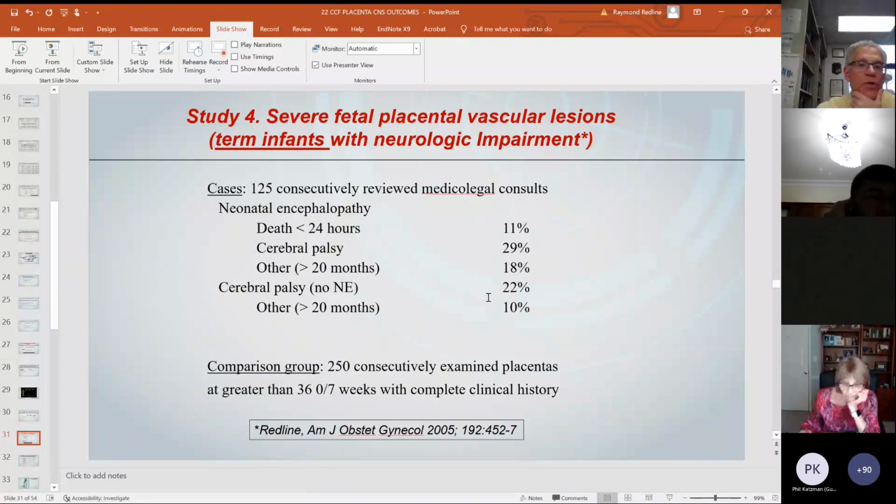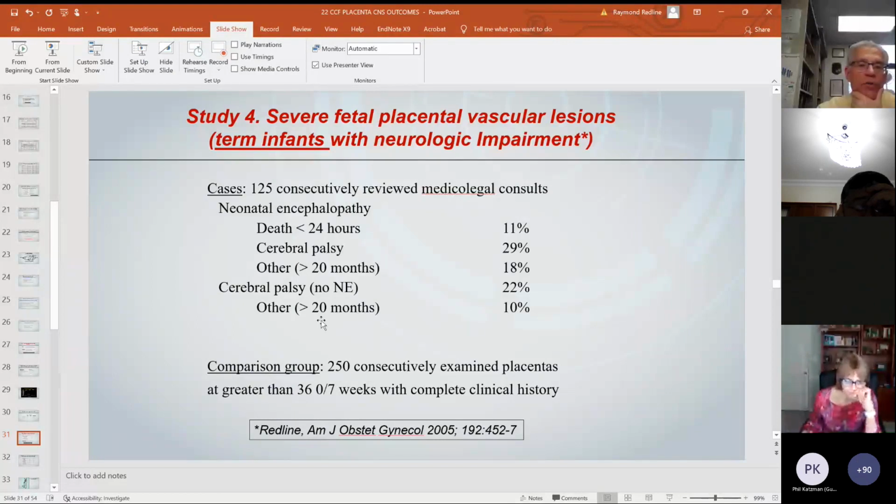22% had cerebral palsy without preceding neonatal encephalopathy. 11% died at less than 24 hours with neonatal encephalopathy. 29% had neonatal encephalopathy with subsequent cerebral palsy, and 18% had other CNS abnormalities that were not classically cerebral palsy. So it was a heterogeneous group of neurologic impairment at term.